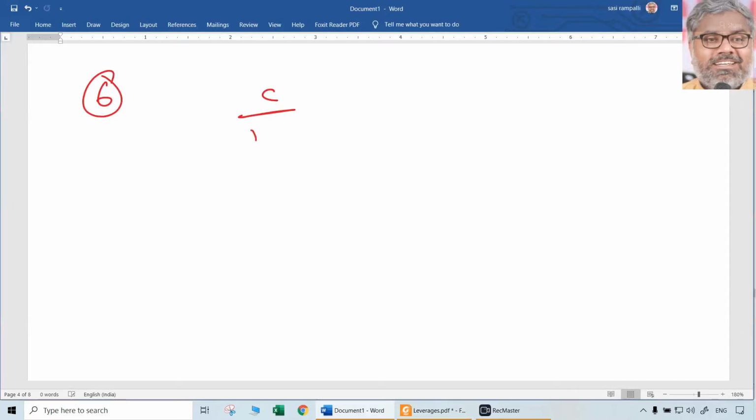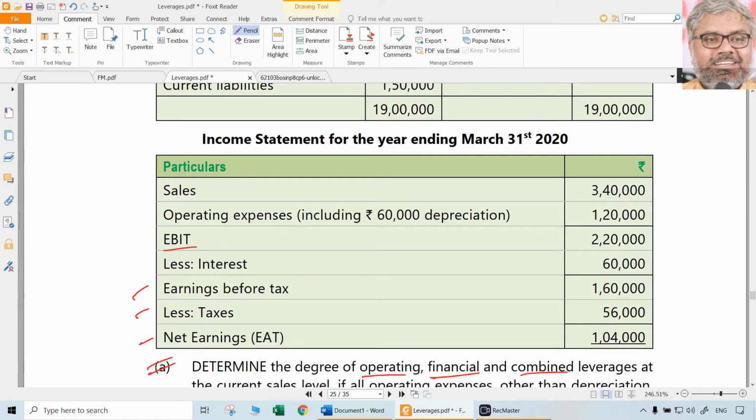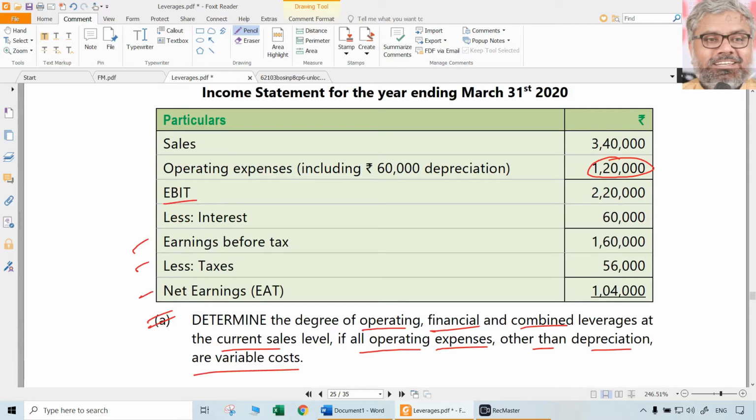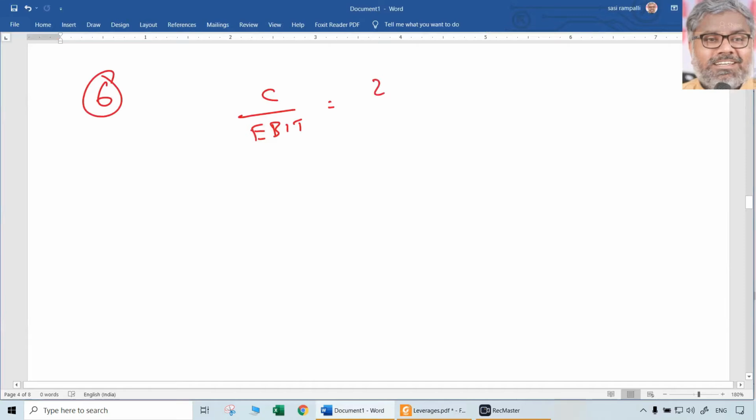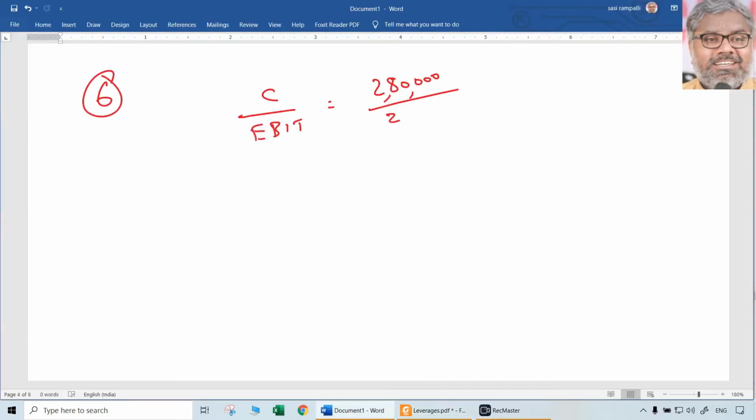Operating leverage, contribution divided by EBIT. How much is contribution? That is not given directly, but indirectly information is given that out of this operating expenses, 60,000 is depreciation. Naturally, 60,000 is remaining, which is variable. Other than depreciation, everything else is variable. So 3,40,000 sales minus 60,000 variable cost means contribution will be 2,80,000 divided by EBIT, which is known, 2,20,000 as given already. So 280 divided by 220, that will be 1.273, let us say. That is degree of operating leverage.